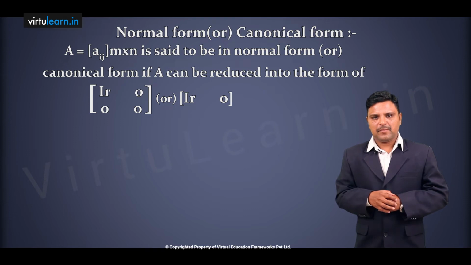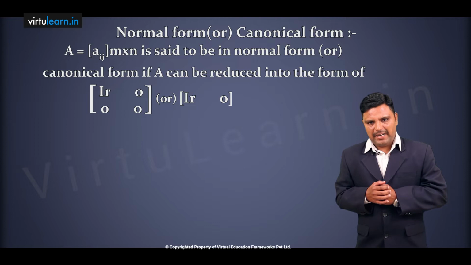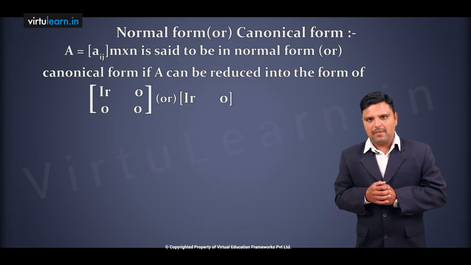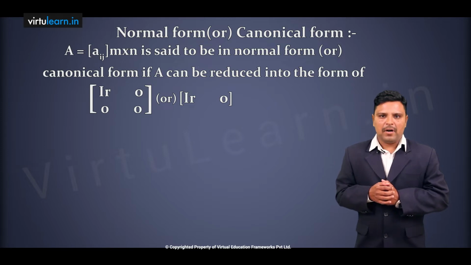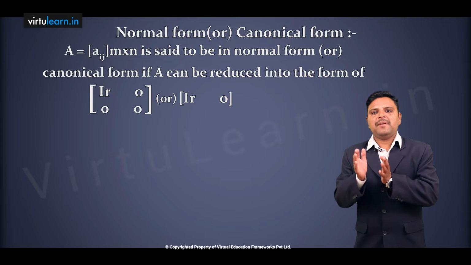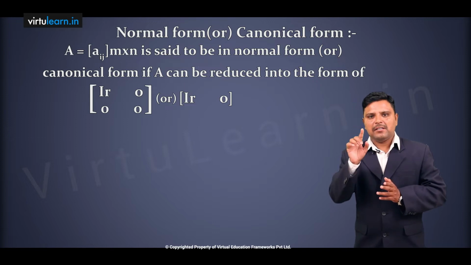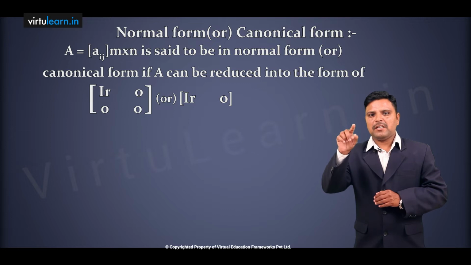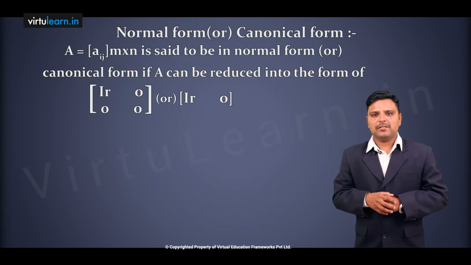Once again, normal form or canonical form: a matrix A equal to [aij] of order n by n is said to be in normal form if A can be converted into an identity matrix. Identity matrix means [Ir 0; 0 0]. This is a square matrix. Now row wise [Ir 0] or [Ir; 0] column wise.